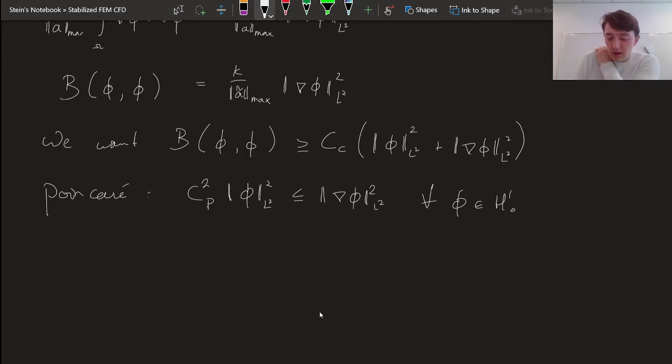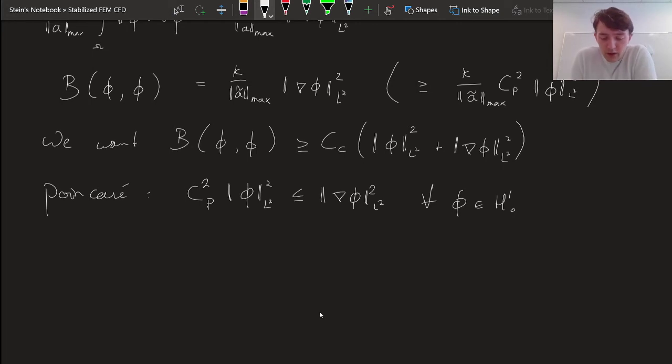So what that means is what I could do is change this by smaller or larger than or equal to, sorry. I'm going to flip them around. So this is going to be larger than or equal to kappa times A tilde max times now this constant Cp squared times the norm of phi in L2 squared.